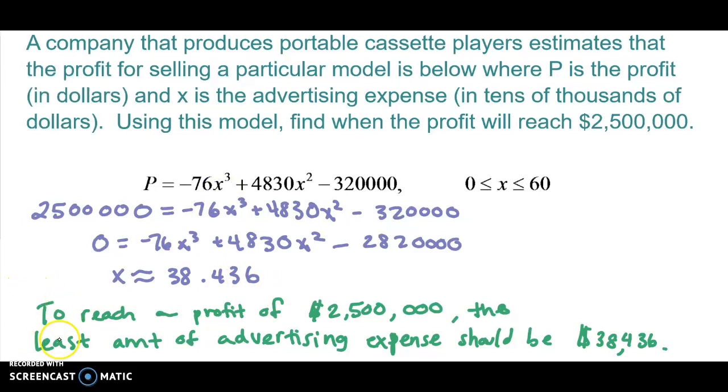So to answer this question in word form, since it is a word problem, it says to reach a profit of $2,500,000, the least amount of advertising expense should be $38,436. And again, that comes in tens of thousands of dollars.